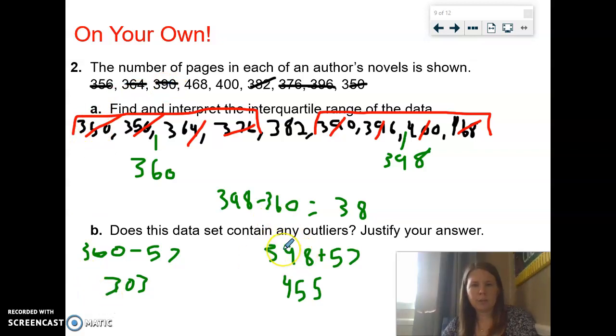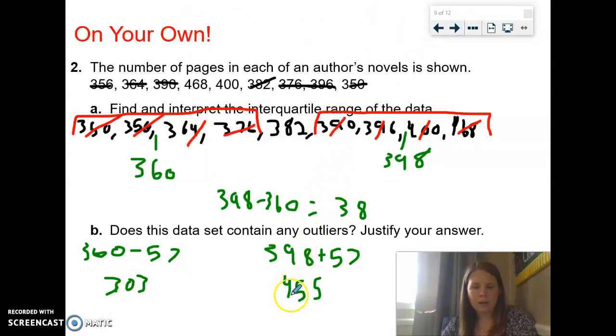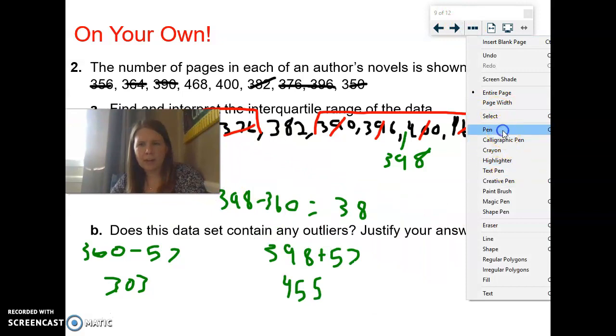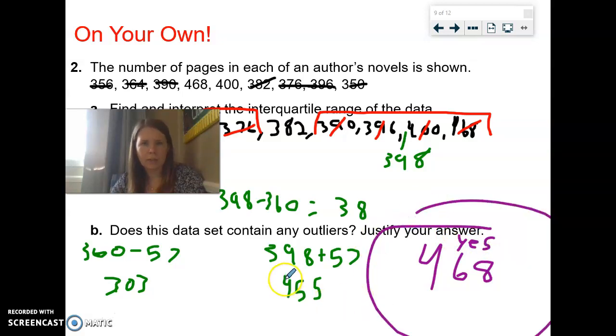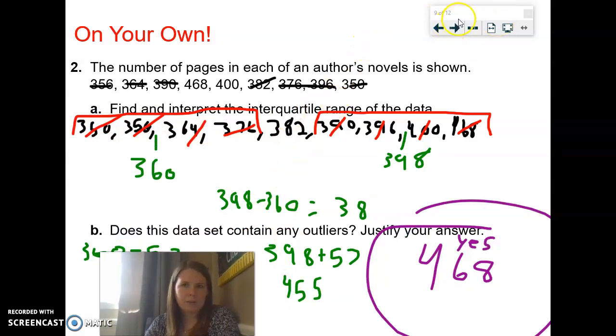And then when I take the larger one, I want to go higher than that. So 398 plus that 57, again, which is what I got when I took that 38 and multiplied it by 1.5. And I get 455. And we do happen to have a number that is larger than that. And so I would say, yes, there is an outlier, and your outlier is at 468. Yes, why? Explain it, because I used the equation and it said that it should be anything larger than 455. Okay, so there is where I find my outlier. Let's keep going.